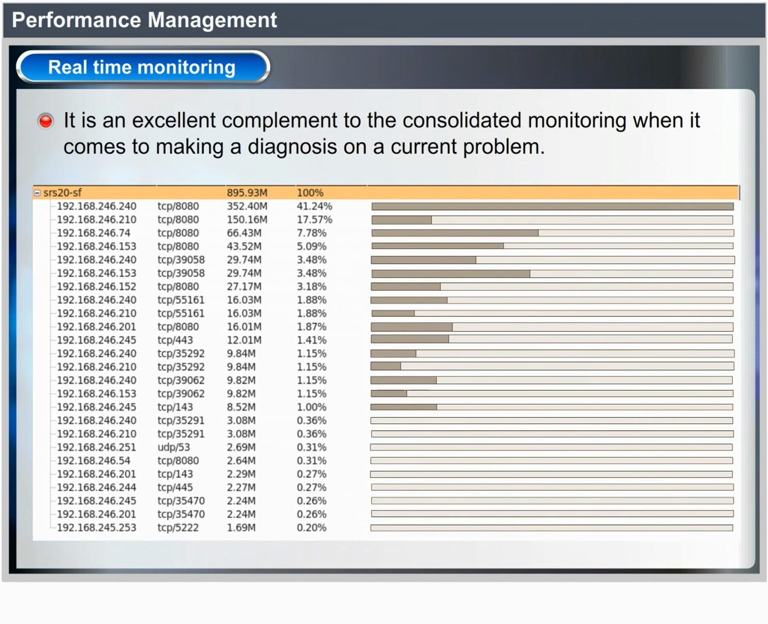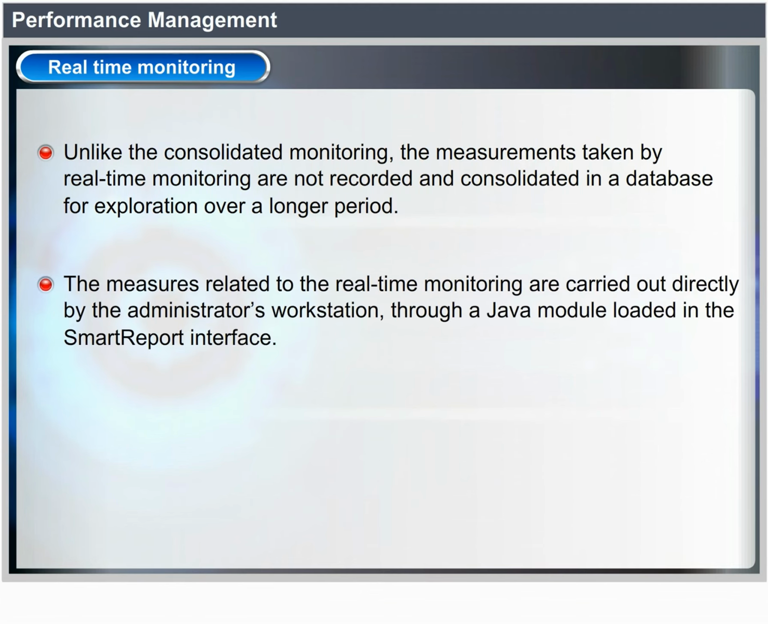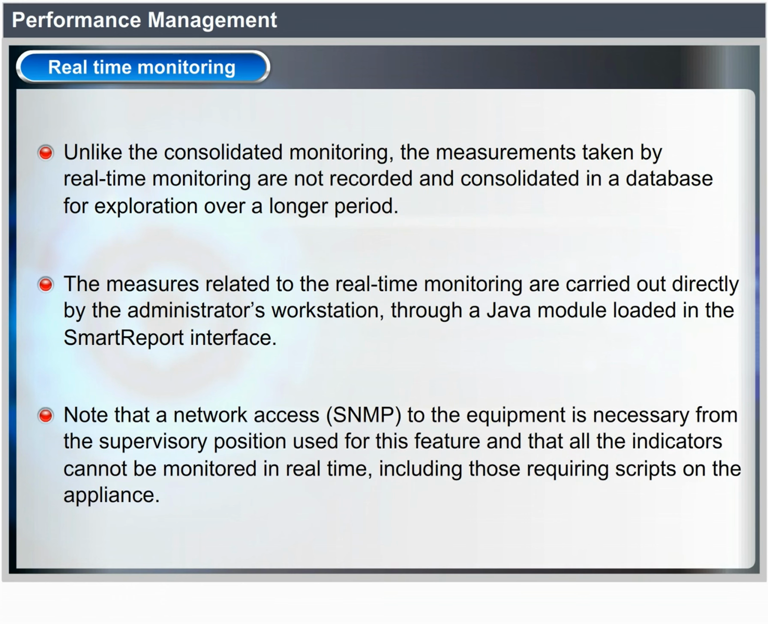Unlike the consolidated monitoring, the measurements taken by real-time monitoring are not recorded and consolidated in a database for exploration over a longer period. The measures related to the real-time monitoring are carried out directly by the administrator's workstation through a Java module loaded in the Smart Report interface. Note that a network access or SNMP to the equipment is necessary from the supervisor position used for this feature, and that not all the indicators can be monitored in real time, including those requiring scripts on the appliance.